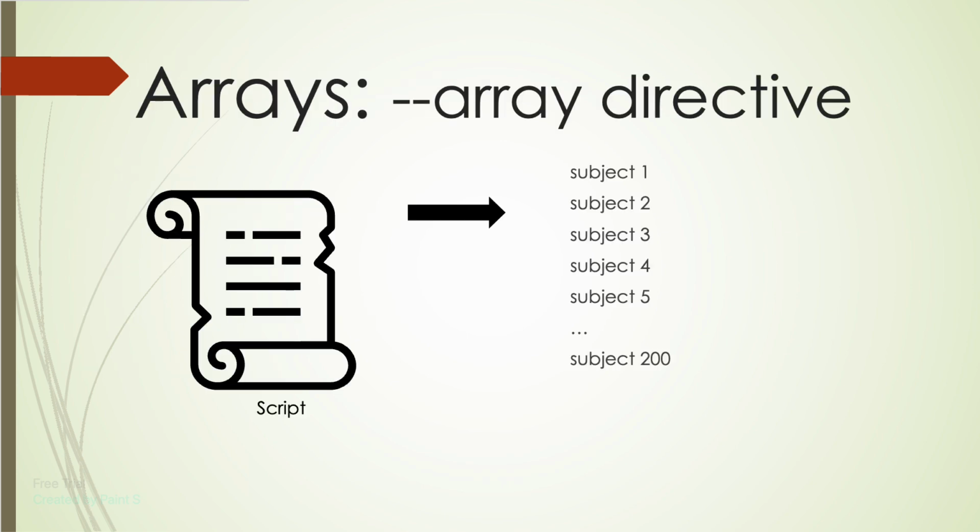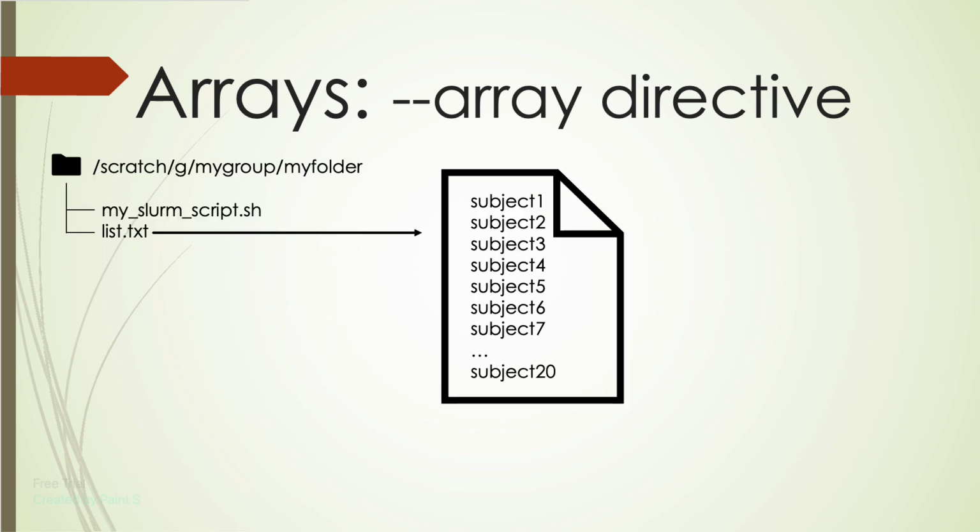Let's get started with job arrays. Job arrays will allow you to create multiple jobs using a single script when you want to run the same set of commands on the data of different subjects. These jobs will run parallel on all subjects. The best way to understand job arrays is through an example.